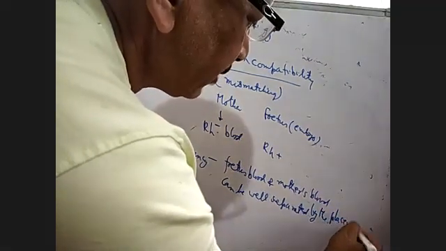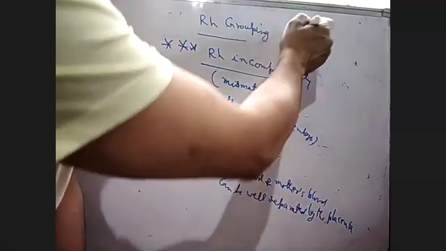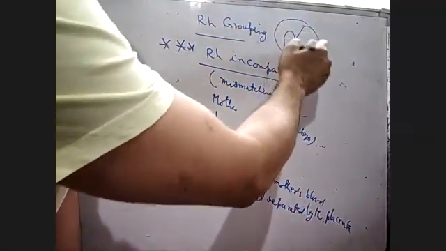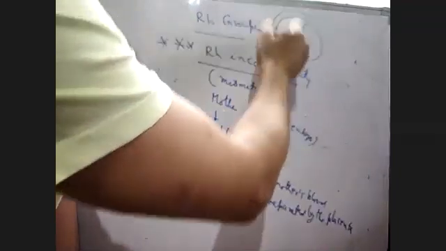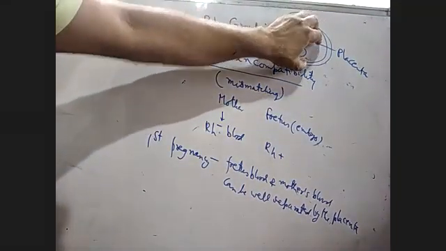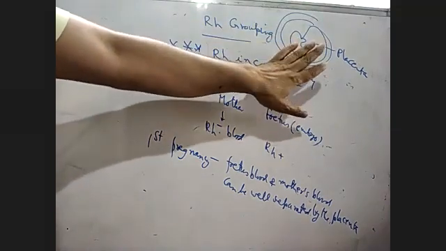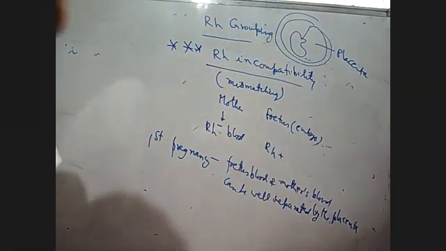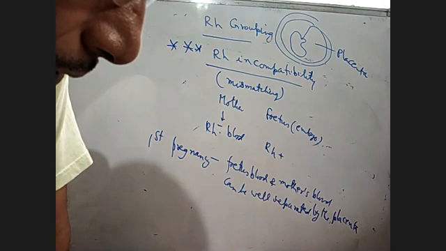Okay, well separated by the placenta. The placenta will separate them. Then here will be the fetus blood and outside will be the mother's blood. This will be separated by the placenta.